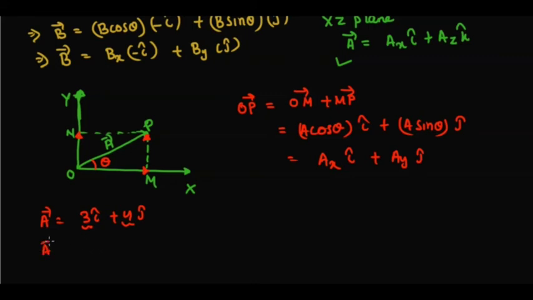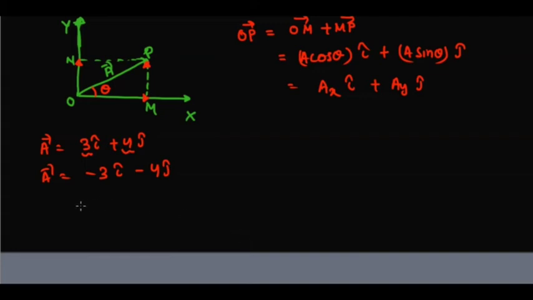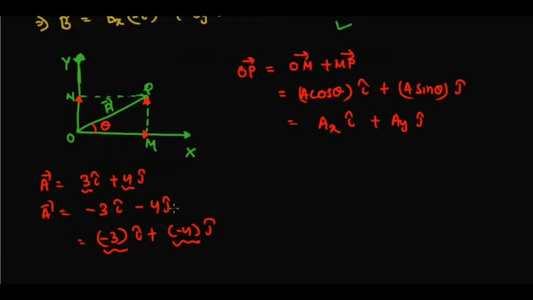Suppose you have a vector as minus 3 i cap minus 4 j cap, then you can write this like minus 3 into i cap plus minus 4 into j cap. So this will be Ax and this will be Ay. Is that clear? So remember that the coefficient of i cap is the x component, the coefficient of j cap is the y component, and the coefficient of k cap is the magnitude of the z component.